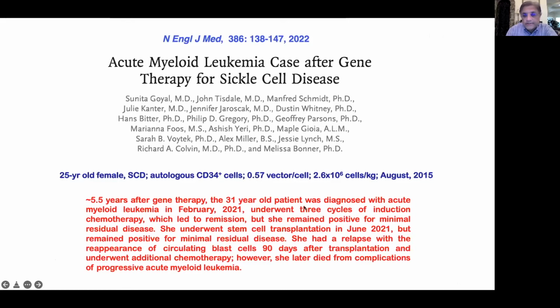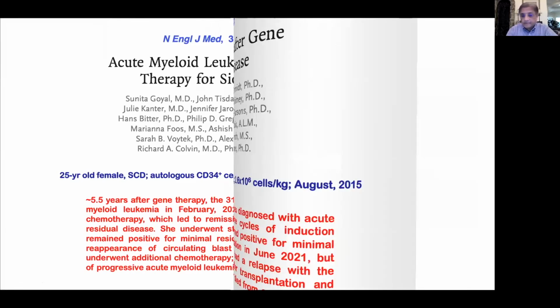She underwent 3 cycles of induction chemotherapy, which led to remission, but she remained positive for minimal residual disease. She underwent stem cell transplantation in June 2021, but remained positive for minimal residual disease. She had a relapse with the reappearance of circulating blast cells 90 days after transplantation and underwent additional chemotherapy. However, she later died from complications of progressive acute myeloid leukemia. So I think, with lentiviral vectors, the long-term safety also remains very questionable.